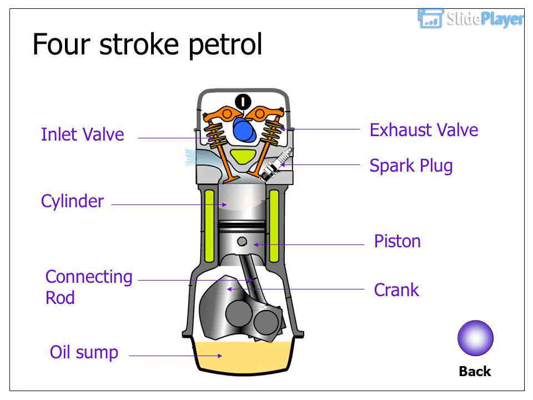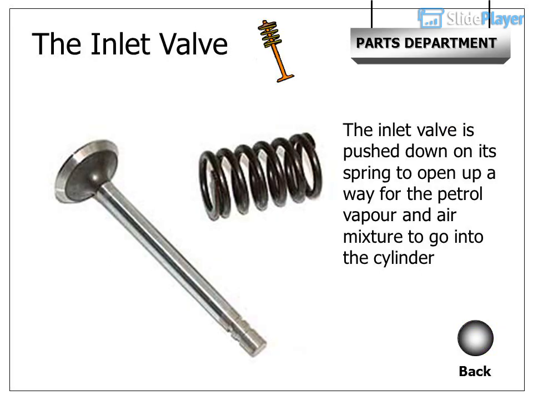4-stroke petrol: exhaust valve, inlet valve, spark plug, cylinder, piston, connecting rod, crank, oil sump. Back. Parts department. The inlet valve. The inlet valve is pushed down on its spring to open up a way for the petrol vapor and air mixture to go into the cylinder.